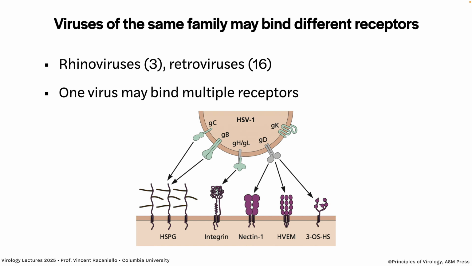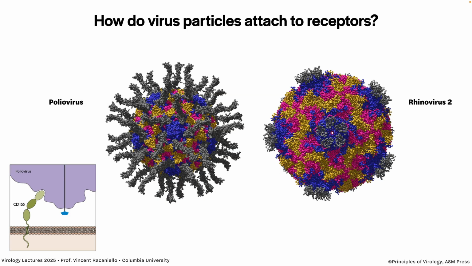Now, sometimes viruses of the same family bind different receptors. So rhinoviruses bind 3 different receptors. We'll look at that later. Retroviruses, 16 different receptors. And look at this, herpes simplex 1 has a lot of glycoproteins on its surface, and it can bind a number of cell surface proteins. And you may say, why do you need to bind so many receptors? Well, it could be that in a certain tissue, one receptor is important, and in another tissue, another receptor is important. Okay, so there's no rule. There's not one virus, one receptor, obviously.